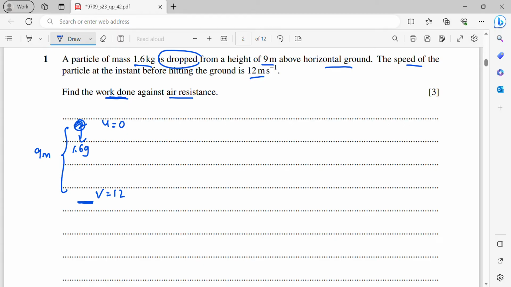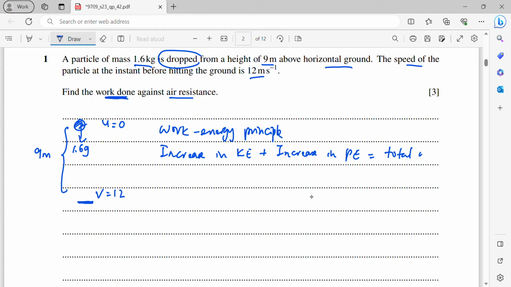So basically, there are two methods to solve this question. I'm going to show you both. The first one is using the work energy principle. With the work energy principle, you can get the work done directly. This means increase in KE, the kinetic energy, plus increase in PE, gravitational potential energy, equals total work done.